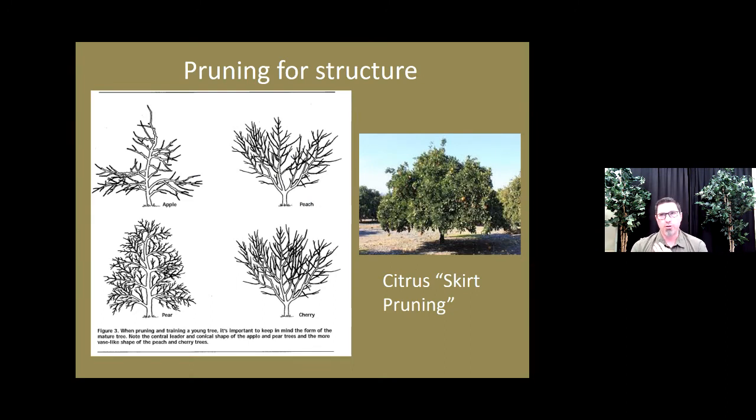Here's some different pruning structures. So you have a central leader system like the two on the left, and then you have an open vase system, the two on the right. I can't get into much detail about that because I'm up against time. With citrus, you don't prune citrus trees very much at all. But one thing you do want to do is skirt prune citrus. So you don't want any of its branches laying on the ground. Okay, so skirt pruning is pretty much across the board a thumbs up when it comes to citrus.